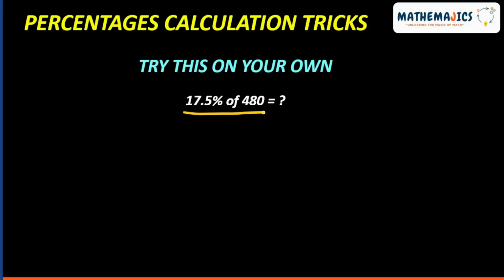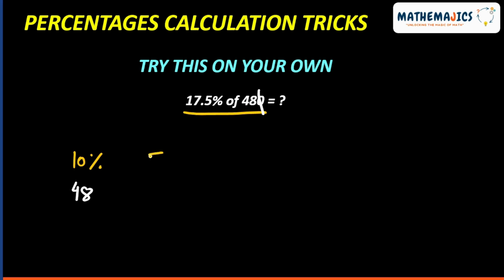To find 17.5% of 480? Let's see. First of all, we can find 10% of 480. 10% of 480 is 48. To find 10%, you simply remove the 0 at the end. That will give you the 10% of that number.